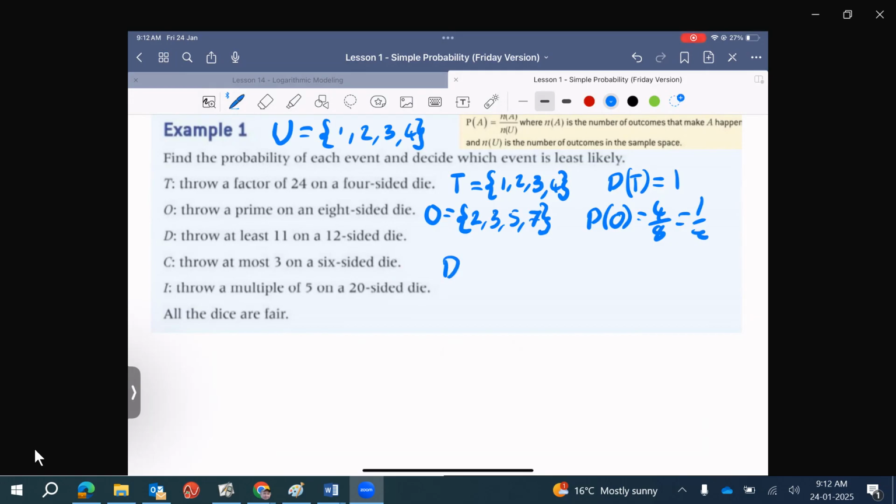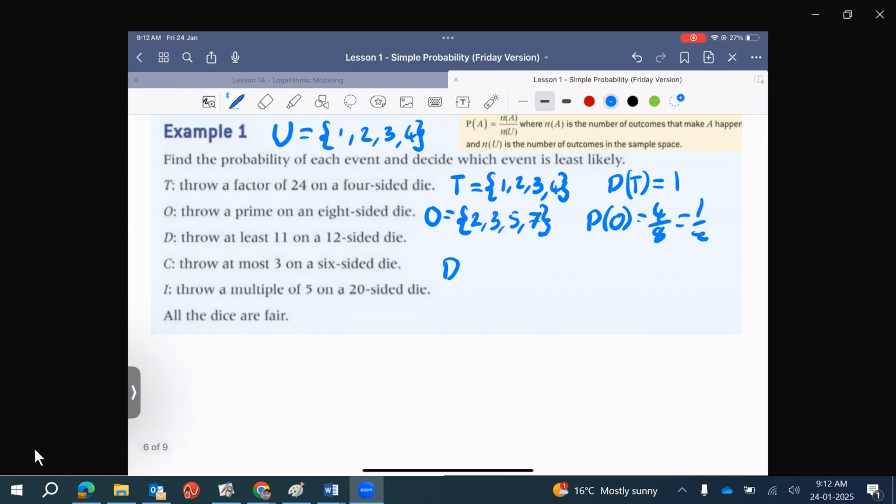D. Throwing at least 11 on a 12-sided die. I think I can go straight to that one. So the probability of x being at least 11 is going to be 11 over 12.